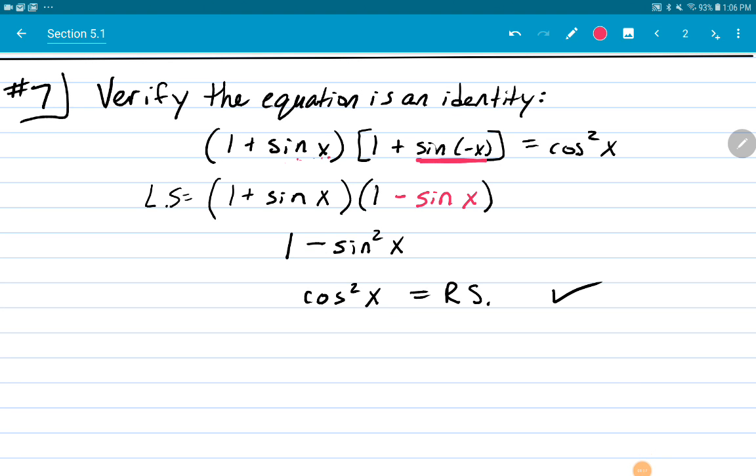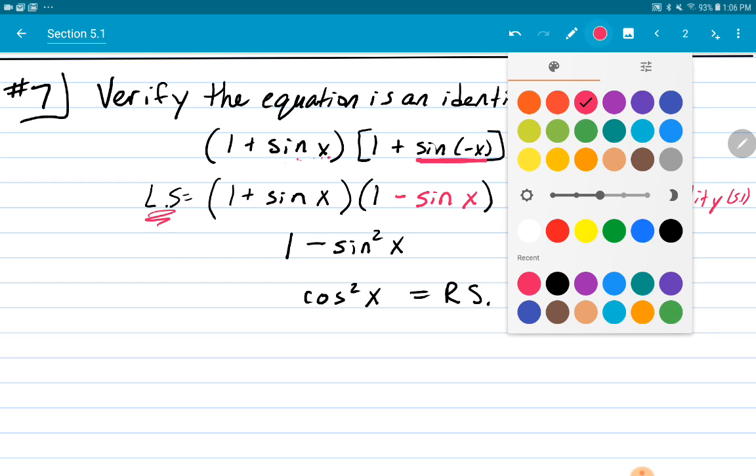So to review, the first thing we did, we took the left side, starting with just one side at a time, and we used the symmetry identity that we learned in section 5.1.